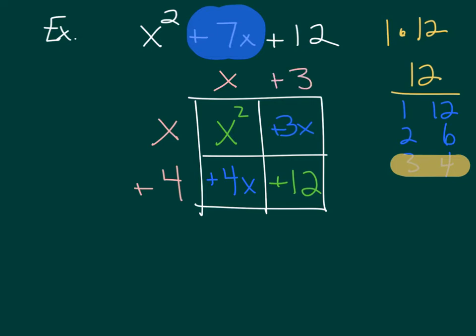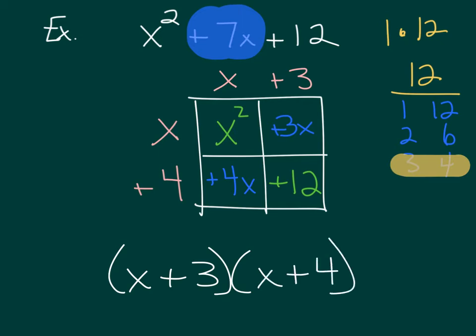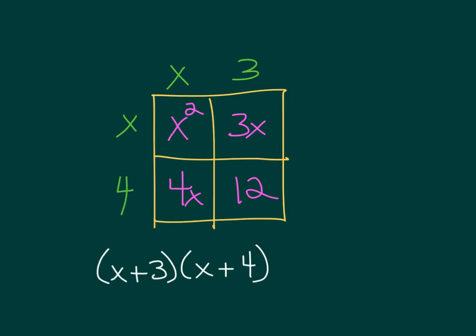So when I actually put them together in factored form, I get x plus 3, x plus 4, and I now have factored this trinomial. And that is exactly what you see here. You just see the steps, the box, and the factored form.